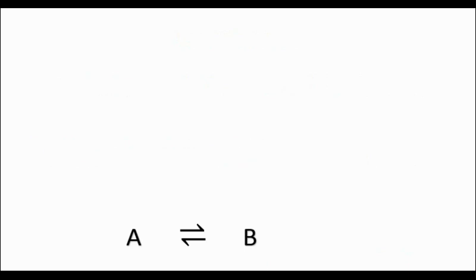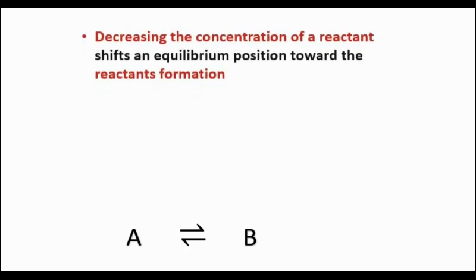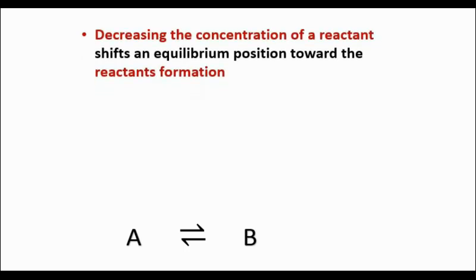Next, what about decreasing the concentration of the reactants? Firstly, decreasing the concentration of the reactant will shift the equilibrium position toward the reactants formation. Focus on the example below. Decreasing the concentration of A will shift the equilibrium position from right to the left, to the formation of reactant A.